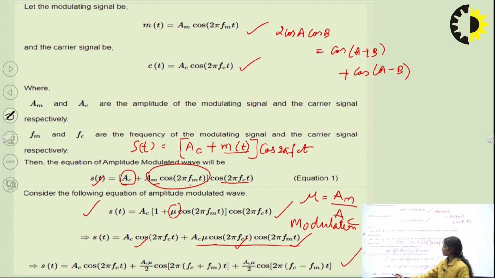So it can be written as s(t) equals AC cos of 2 pi fc t. This is the first part we had, and the other part we expand with the help of the trigonometric identity. We obtain AC mu divided by 2 cos of 2 pi (fc plus fm) t, plus AC mu divided by 2 cos of 2 pi (fc minus fm) t.